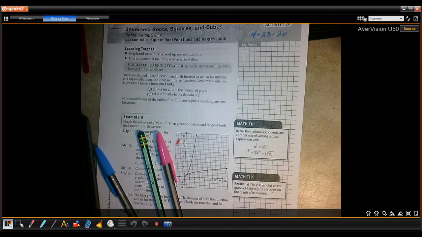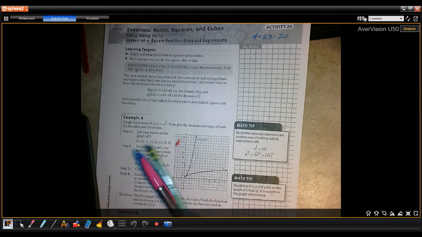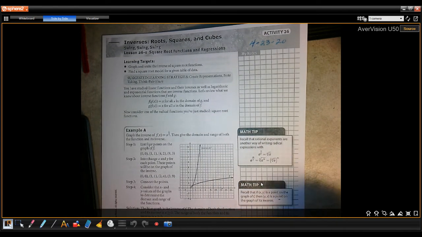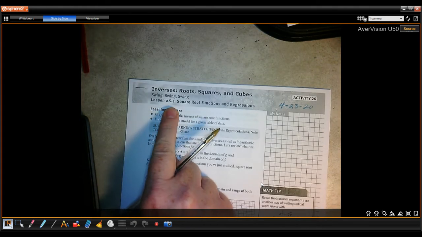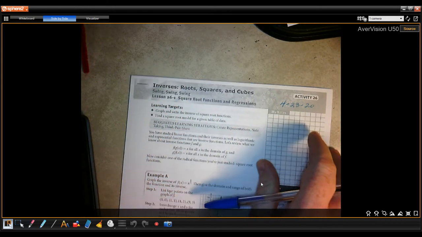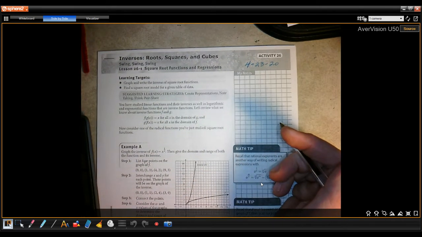All right, so now you need to get out your Springboard book. So pause the video and go find your Springboard book. It's been quite a while. I thought we could go a little faster if we have the book. We'll just highlight some things in here because a lot of this is review, so hopefully we can go kind of quick. So 26.1, square root functions and regressions. Take a moment, pause the video, go find your Springboard book. All right, so now let's get back at it.